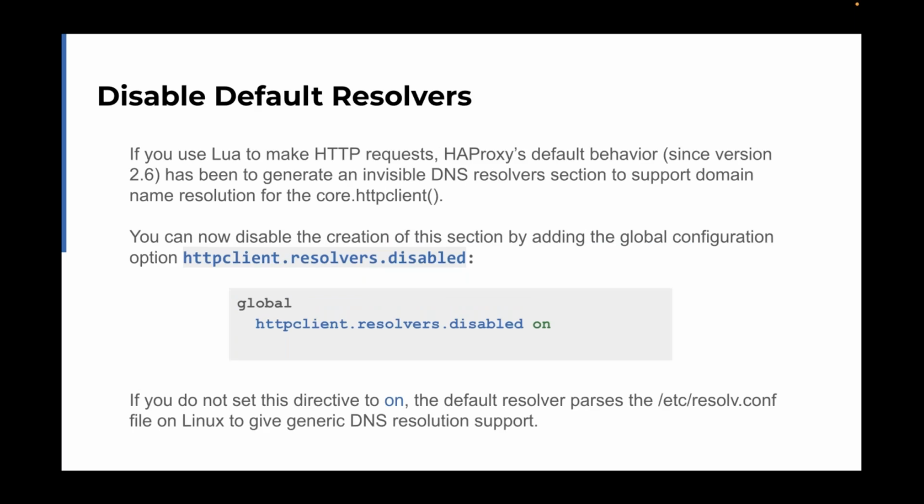Also, you can disable the creation of the default resolver section that's added if your Lua makes HTTP requests. So the default behavior since 2.6 has been to generate the DNS resolvers by parsing the etc resolve conf file. And this option gives you the ability to take that out and disable. So by just using the resolver disabled as on, you can now disable that feature.